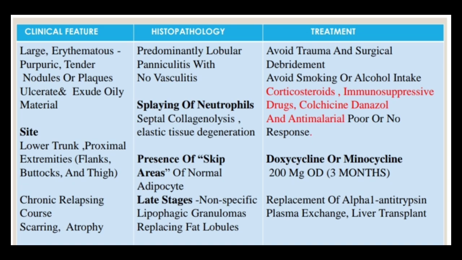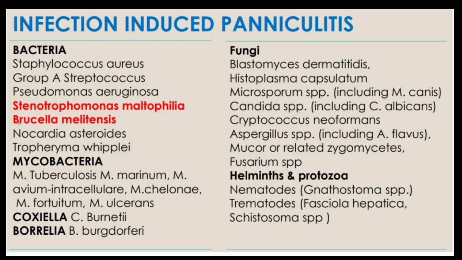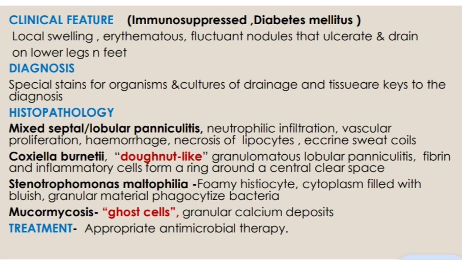Coming up, infection in panniculitis. Various infections can cause panniculitis, including bacteria, Mycobacterium, Coxiella, Borrelia, fungi, helminths and protozoa. Clinically, it is usually seen in immunosuppressed and diabetes mellitus patients. It presents as local swelling with erythematous fluctuant nodules that ulcerate and drain on the lower leg and feet. Diagnosis is based on special staining for the organism, and culture of the drainage and tissues are key for diagnosis. Histopathologically, it is a mixed septal and lobular panniculitis with neutrophilic infiltration, vascular proliferation, hemorrhage and necrosis of the adipocytes with involvement of the eccrine sweat coils.